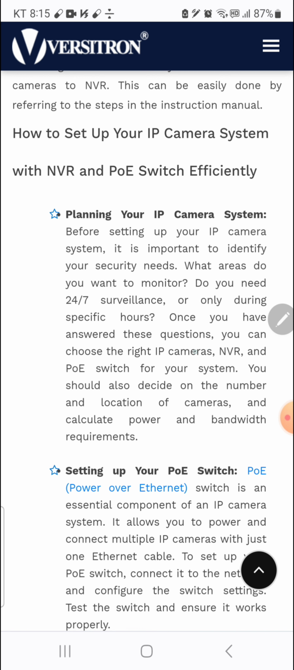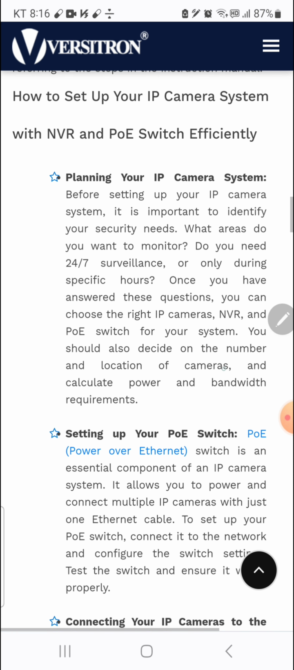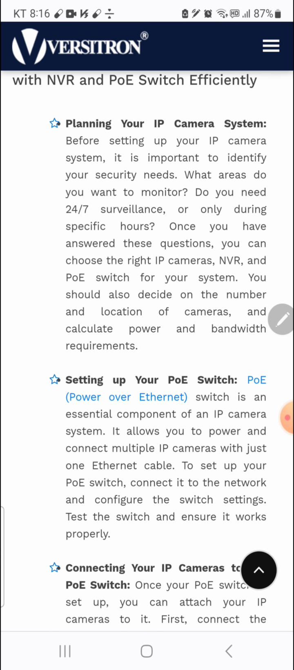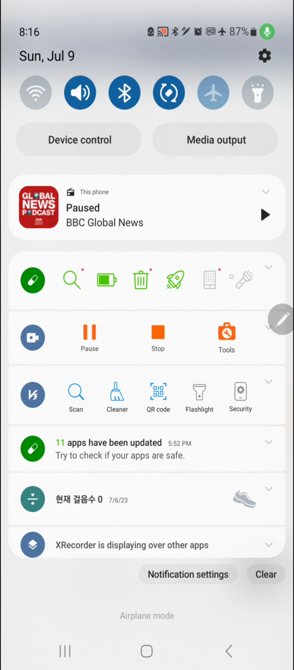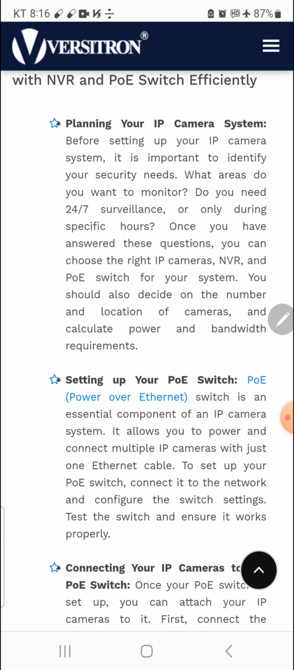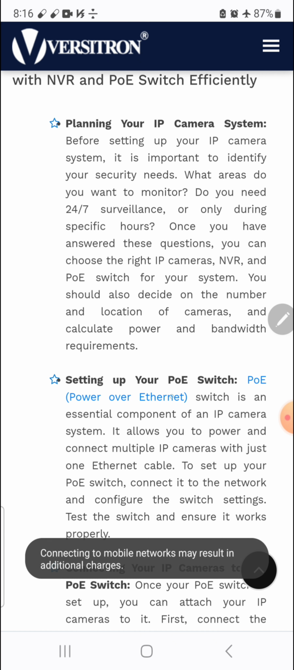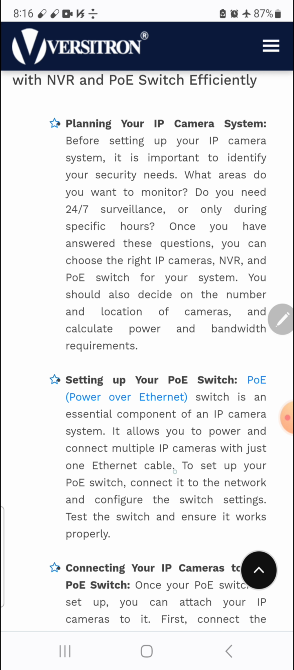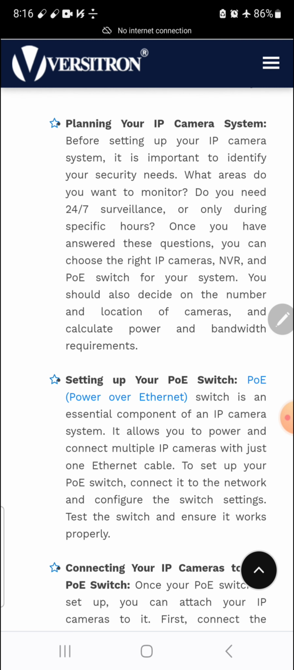Before setting up your IP camera system, it is important to identify your security needs. What areas do you want to monitor? Do you need 24/7 surveillance or only during specific hours? Once you have answered these questions, you can choose the right IP cameras, NVR, and PoE switch for your system. You should also decide on the number and location of cameras and calculate power and bandwidth requirements.